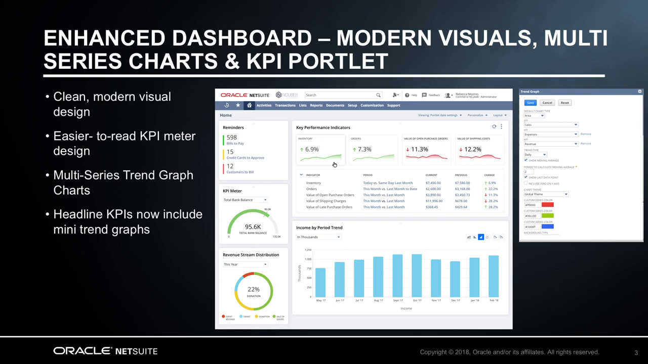a consumer-grade application. In the 19.1 release, NetSuite dashboards have a new look and feel. The clean, more modern visual design makes it faster and easier to consume key business insights at a glance, including a redesigned KPI meter. You can now display multi-series charts and trend graph portlets, comparing up to 3 KPIs, both standard and custom. The headline KPIs are more bold and distinct, including a mini trend graph, enabling you to act quickly on insights. To see the full list of KPIs, you can expand and collapse the list under the headline KPIs.